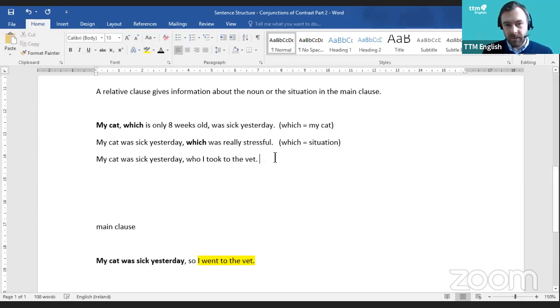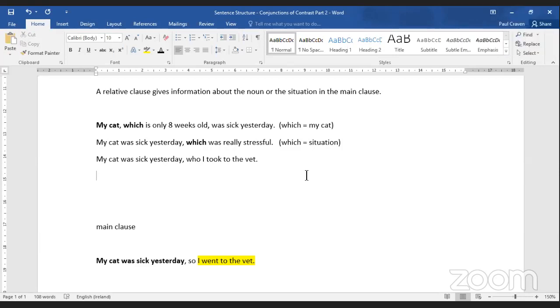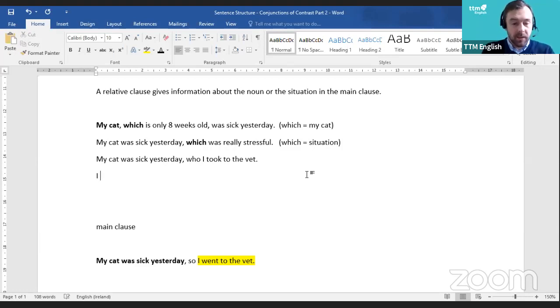So what we can do now is we can change it around. There's a way that we can use all of these words without changing any of them, by just changing the order of the sentence. So how do you think that we can change the order of the sentence to make this okay? I took my cat to the vet yesterday who was sick. Well, no, that would be the same problem. I took my cat to the vet yesterday who was very sick.